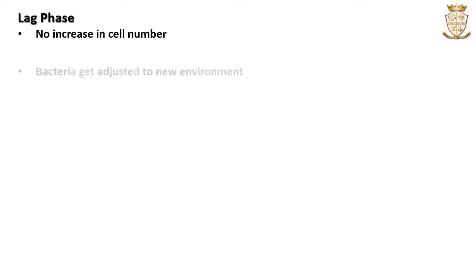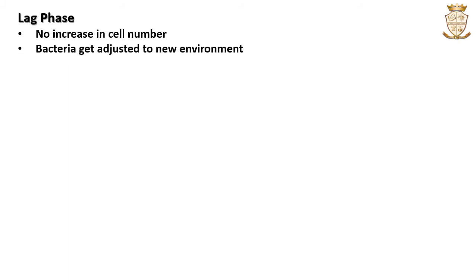So, now we will discuss the four phases in detail. The first one is the lag phase. This phase is also known as the preparatory phase or the phase of adjustment. This lag phase is the first phase in a growth curve when microorganisms are introduced into fresh culture medium. Usually, there is no immediate increase in the cell number, and therefore this period is known as the lag phase. There is a lag in the increase in population size. This is the period of time required for the inoculated bacteria to get adjusted to the new environment.